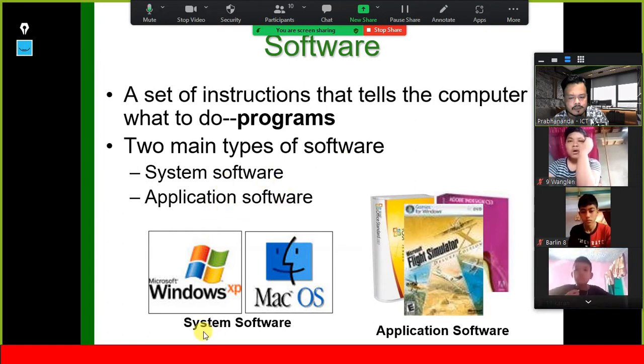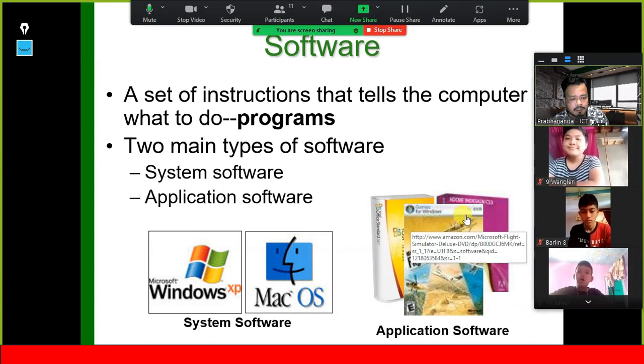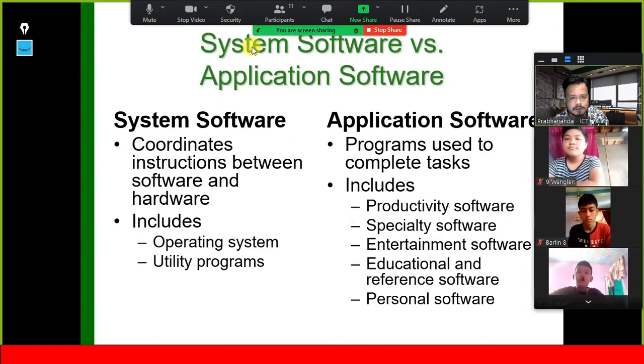System software, like Windows XP, Mac OS, Windows 11. Several types of operating systems are known as system software, and different applications like development tools and system utilities. These are some of the system software, and the application software consists of games, Microsoft Word, Photoshop. They are also known as the application software. So, system software versus application software.